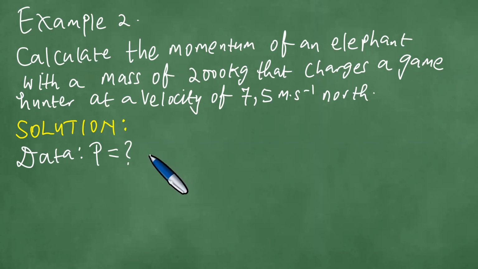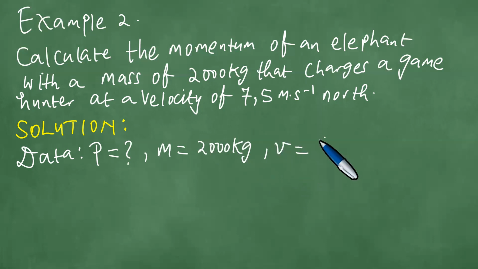Right. So which means therefore the mass is actually 2,000 kilograms of the elephant. And then we continue. What is the velocity? The velocity v is 7,5 meters per second north. Okay, 7,5 meters per second north.